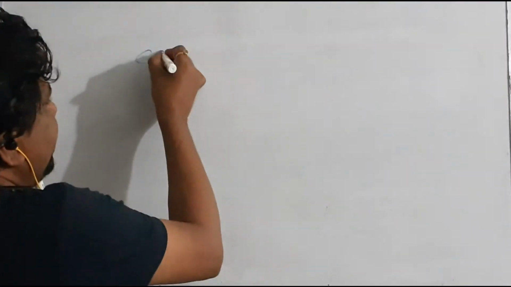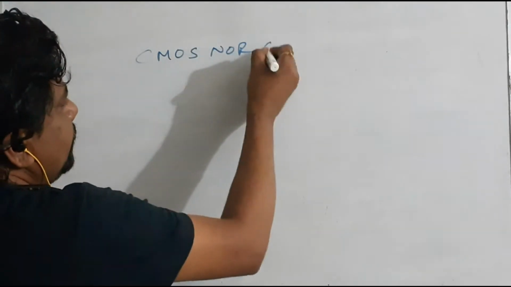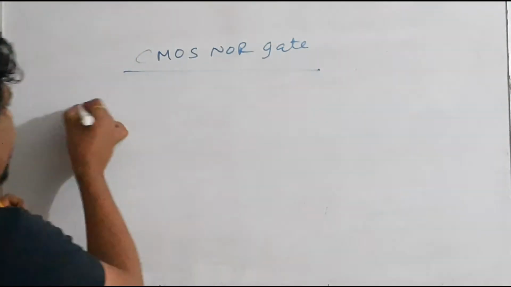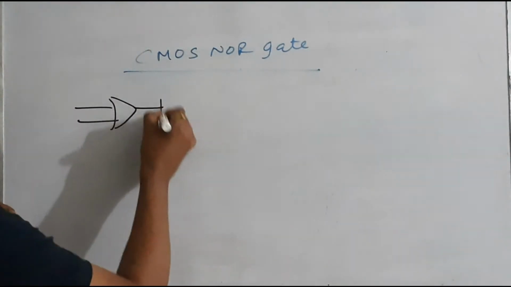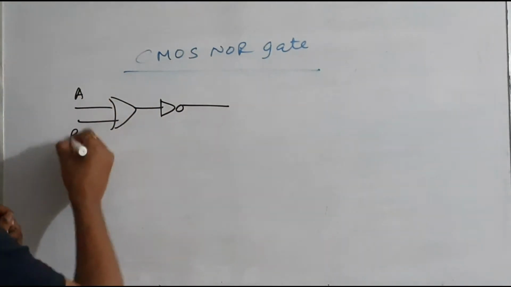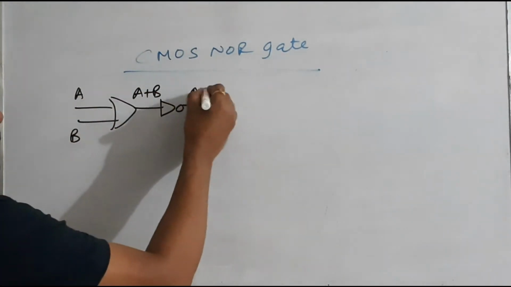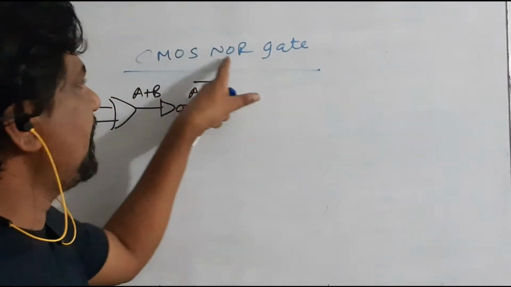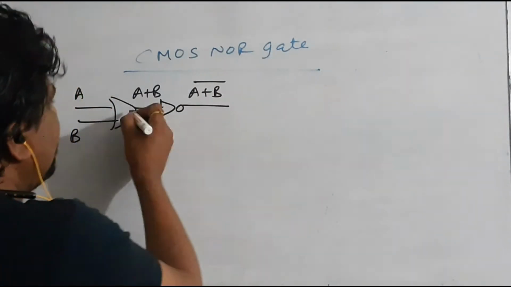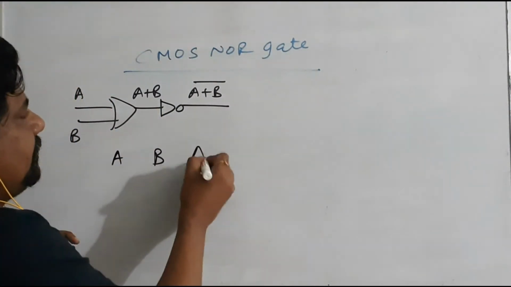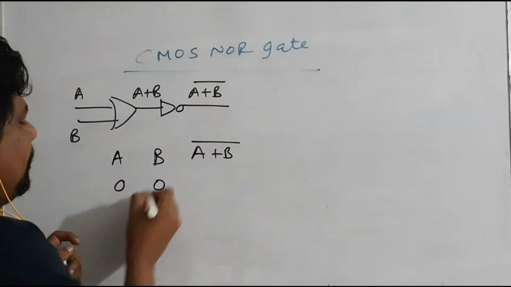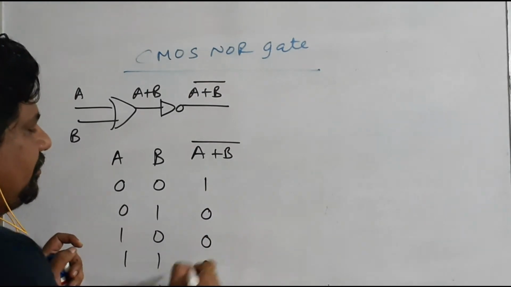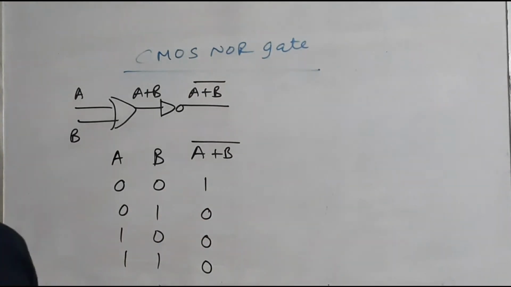Then CMOS NOR gate. NOR, not of OR. Now CMOS NOR gate, what is the truth table? (A or B) complement: 0 0, 0 1, 1 0, 1 1. Output is 1 0 0 0. If one of the inputs is 1, output is equal to 0. NOR, not of OR.